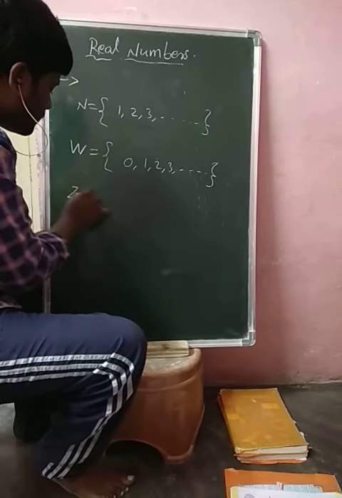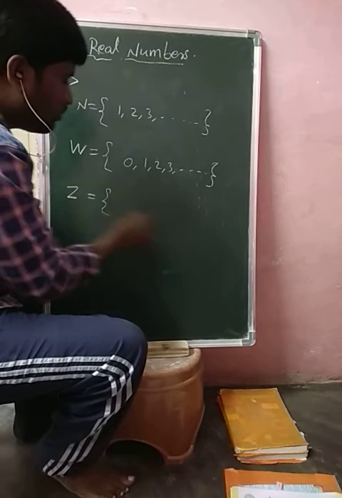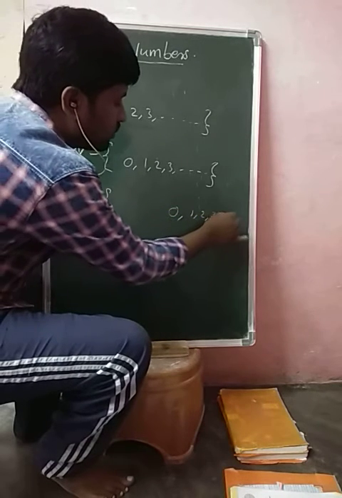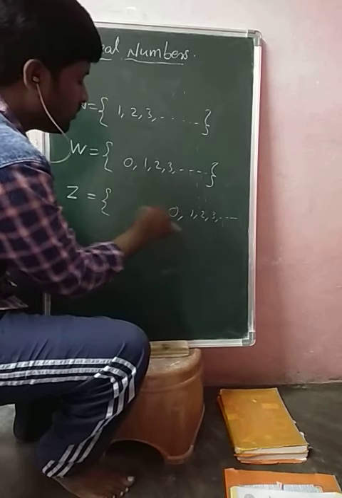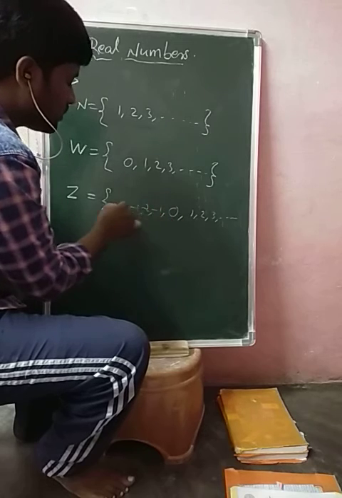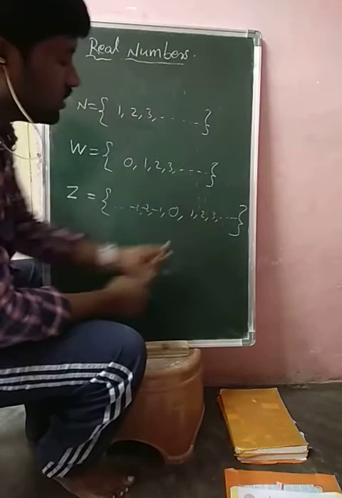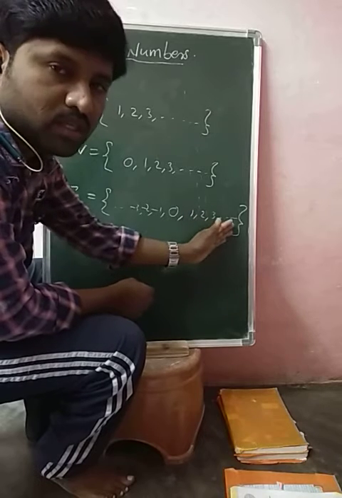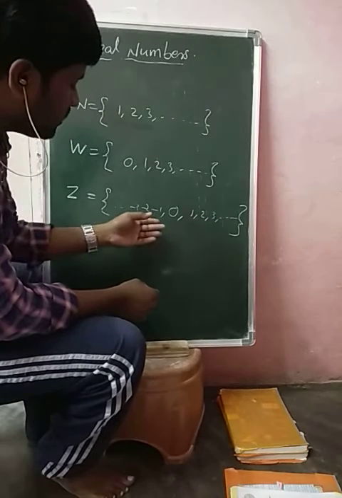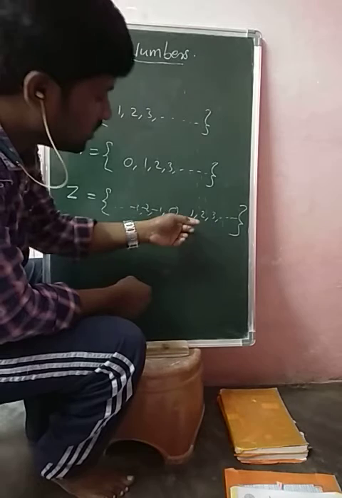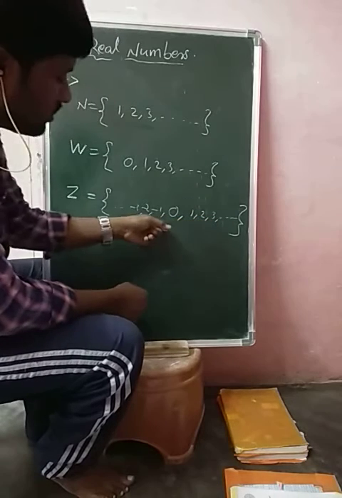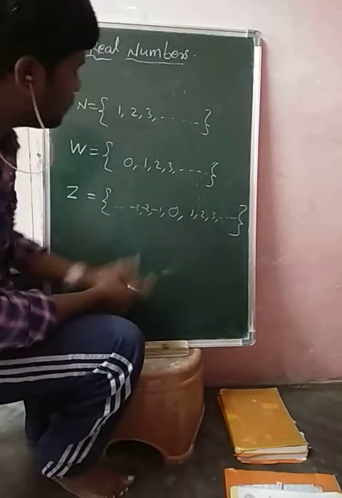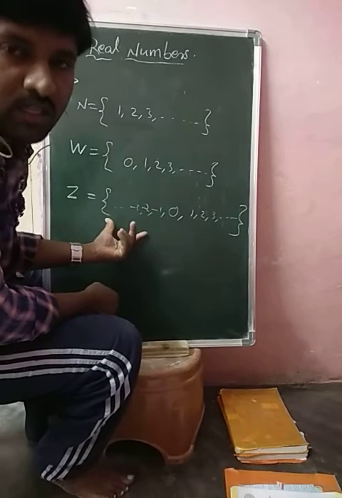Now the set of integers. We know 0, the set of positive natural numbers and the set of negative natural numbers. From 0 to the right side are positive integers, and from 0 to the left side, negative integers. The set of positive natural numbers, the set of negative natural numbers, and 0 form a new collection of numbers that are called integers.